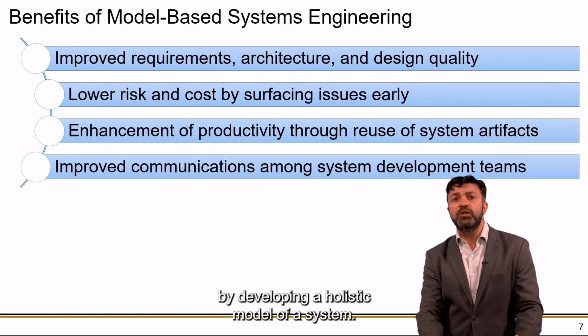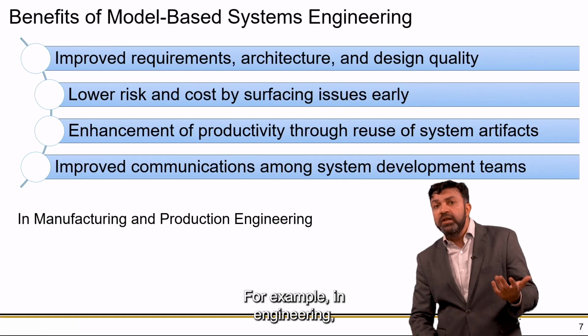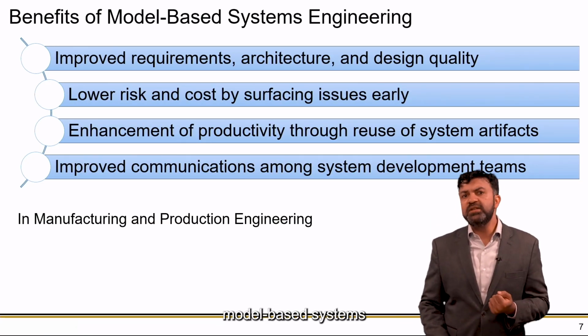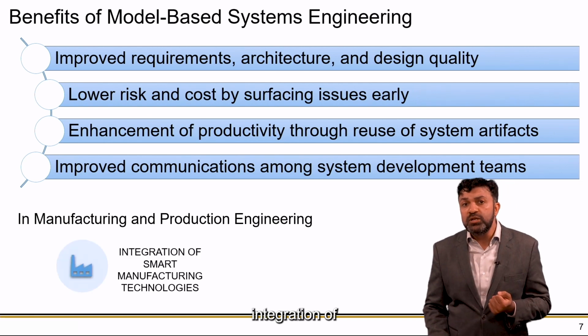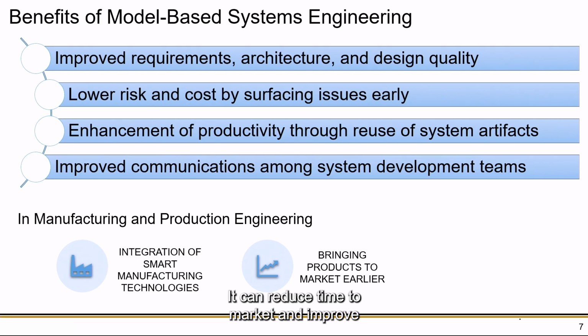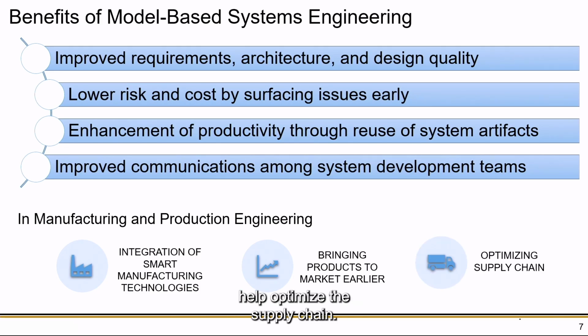By developing a holistic model of a system, for example, in engineering, or manufacturing and production engineering, model-based systems engineering can facilitate integration of new technologies and smart technologies. It can reduce time to market and improve the overall quality, and also help optimize the supply chain.